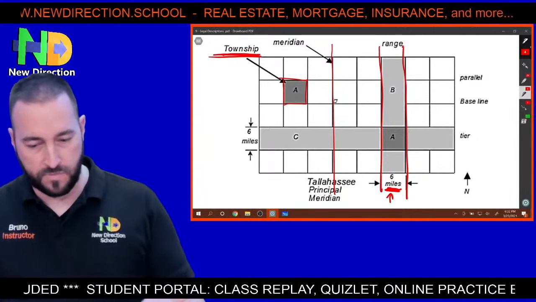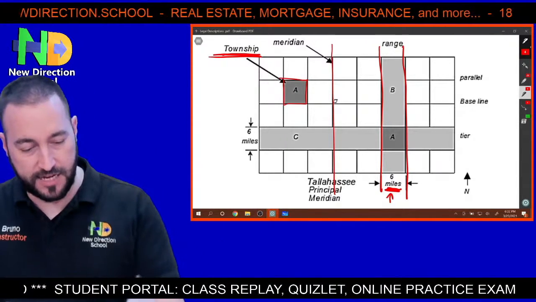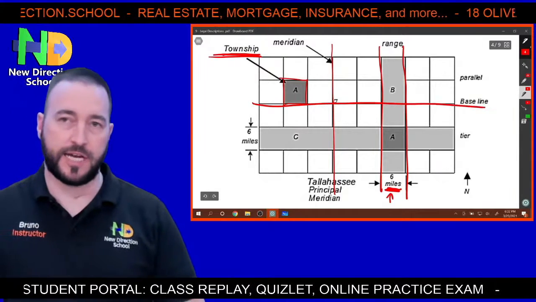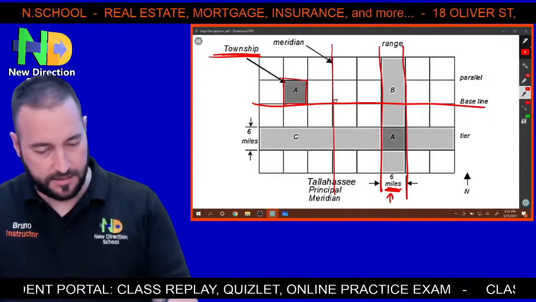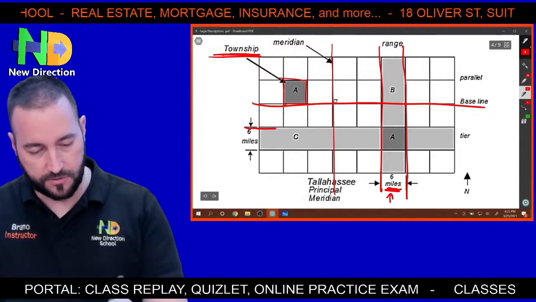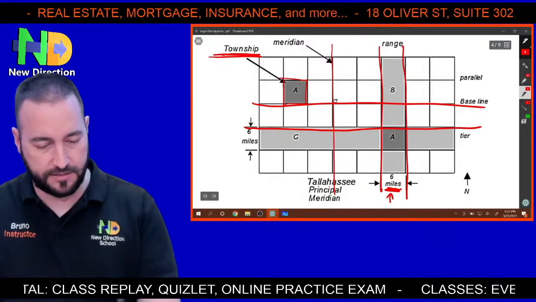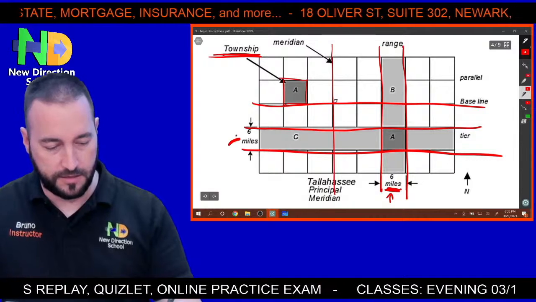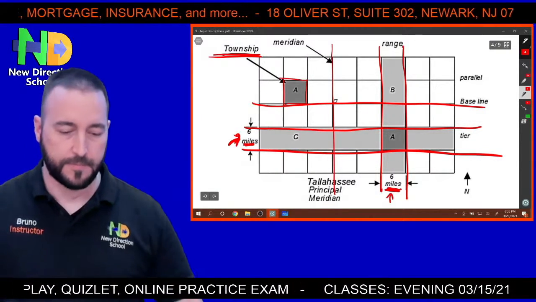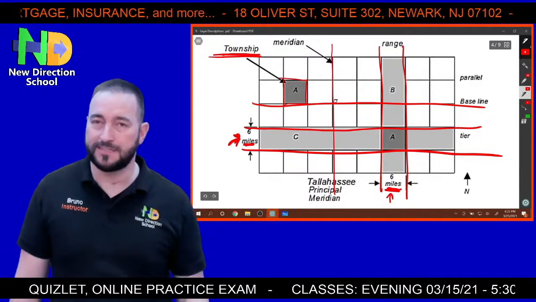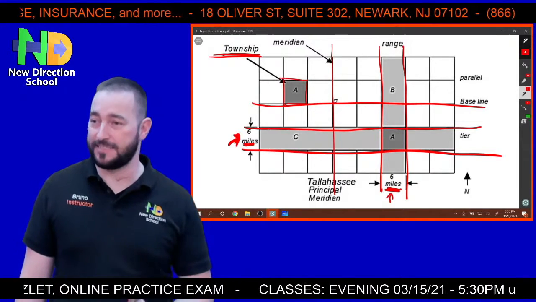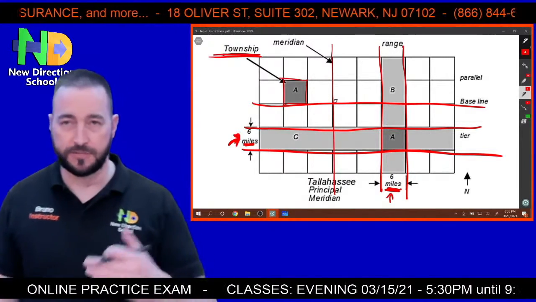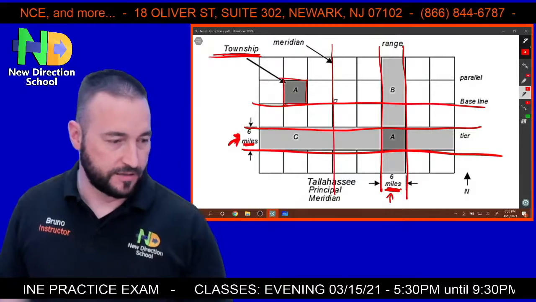Then we have baselines, which are the parallel lines. These are baselines. And here are the tiers. So range is from left to right, tiers top to bottom, and they're also 6 miles. So pretty much a township is a 6 mile square. It's 6 by 6. Okay? I'm sorry, a 6 by 6 mile square. So 36 square miles.